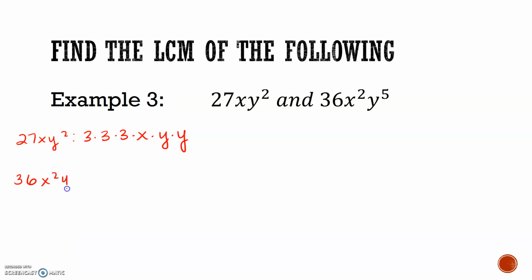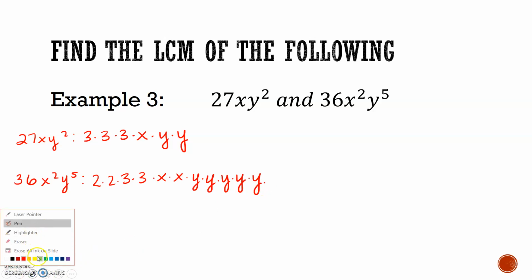36x squared y to the 4th is 2 times 2 times 3 times 3 times x times 1, 2, 3, 4, 5 y's. So again, least common multiple. Write down one of them. This one is longer, so I just go ahead and start with that.